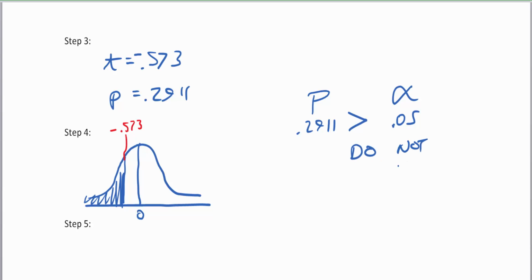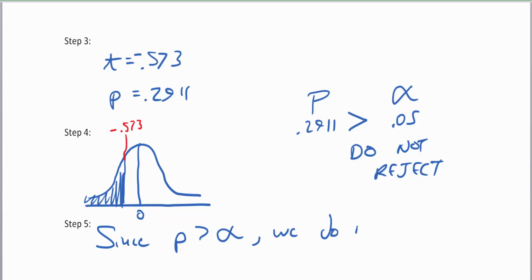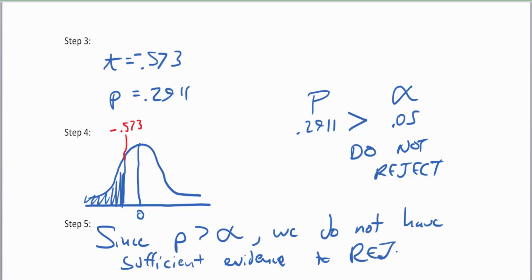Okay? So this is greater. Do not reject. So since the p-value is greater than alpha, we do not have sufficient evidence to reject the null hypothesis.